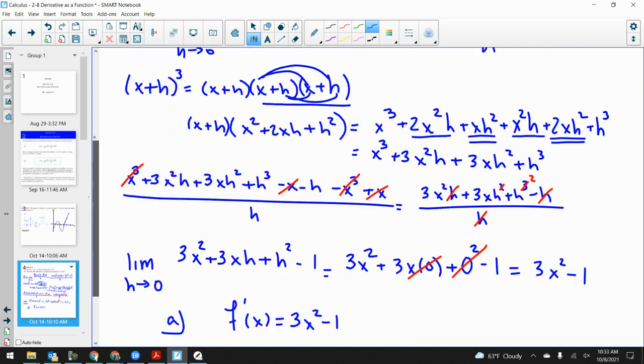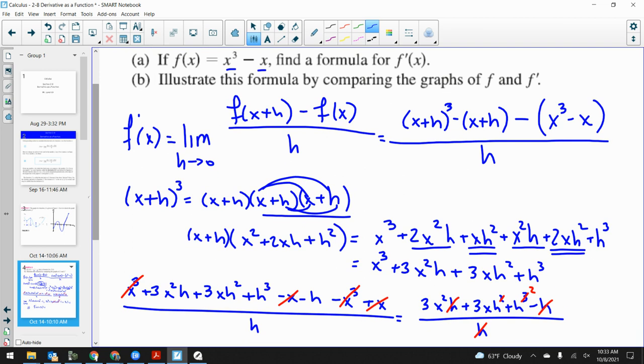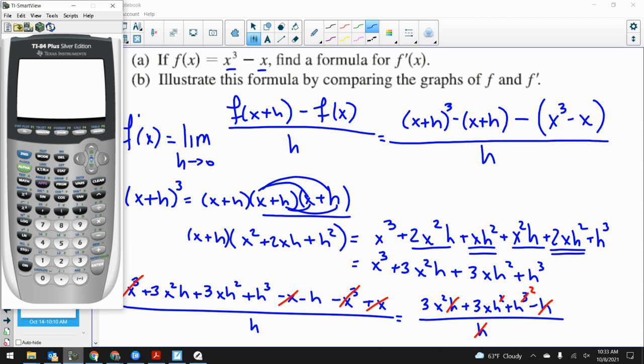Now, part B says let's look at the graphs of f and f prime and just see what's happening. Let's just see what's going on. So here's f, x to the third minus x. Here's f prime. Look, I don't even need to look down there. I know that it's 3x squared minus 1.